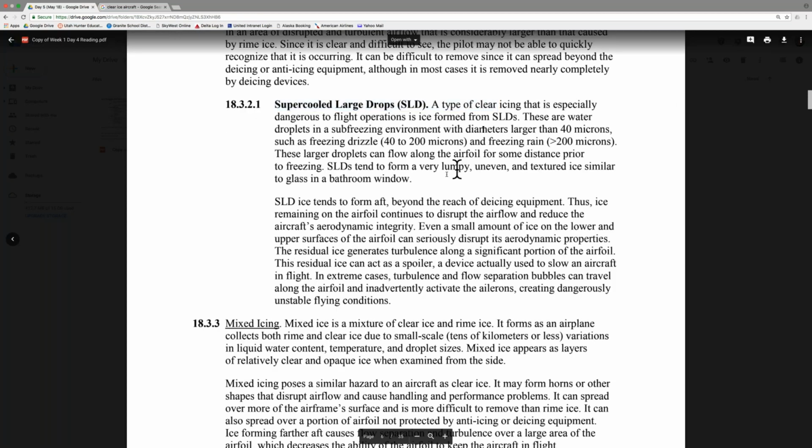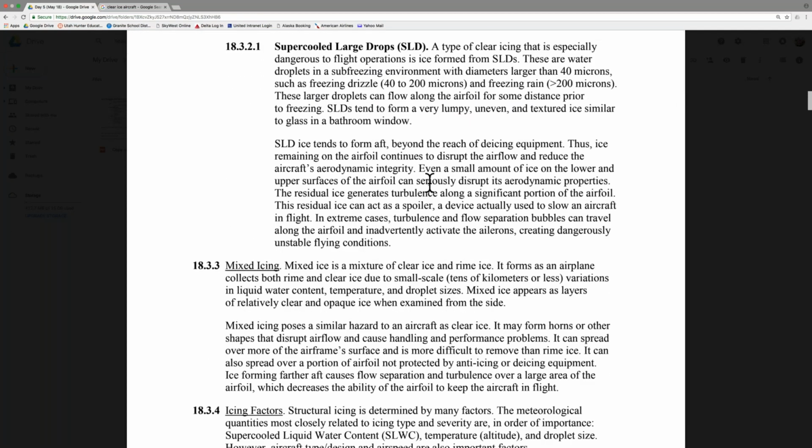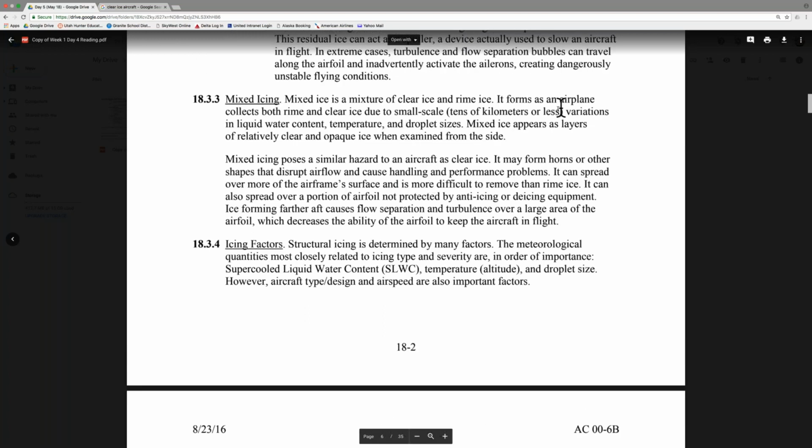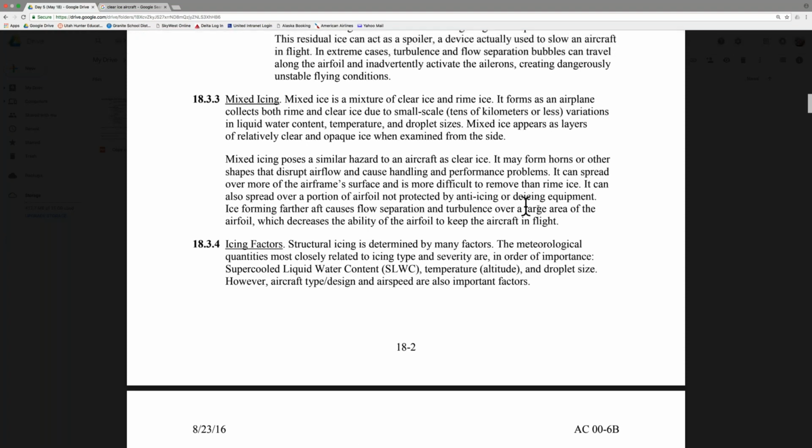So we already talked about these supercooled large droplets. Mixed ice. It's a mixture of the clear and the rime ice. It collects both rime and clear ice due to small scale variations in liquid water content, temperature, and droplet sizes. So just a mix of the two different types of icing, and it's formed because of the variations that we encounter in aviation. If there's a rapid variation, we'll likely see this mixed ice.